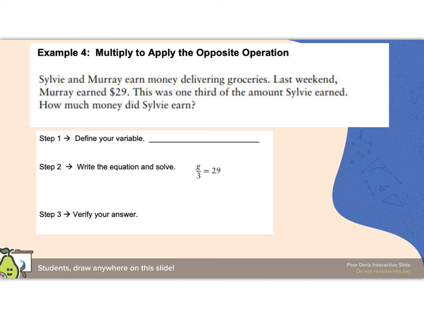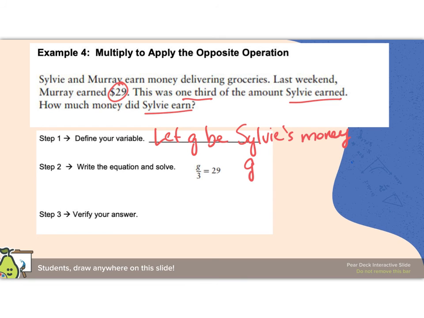All right, so on a question like this, we have Sylvie and Marie earning money to deliver groceries. Last weekend, Marie earned $29. This was 1/3 of the amount that Sylvie earned. How much money did Sylvie earn? First thing we want to do is define our variable. Let G be Sylvie's money. And then in order to solve it, we're going to go G over 3 equals 29.